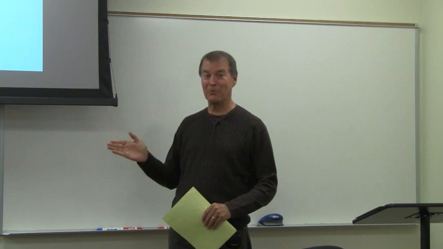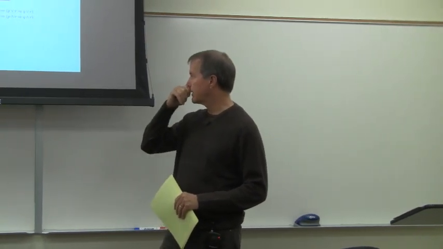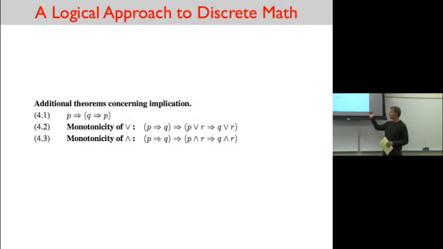Okay. Last time we were right in the middle of a proof. And so we're going to take up today right where we left off last time. And if you recall, we had begun looking at chapter 4 about how to prove theorems concerning implication. And what we were doing at the end of class last time is we were proving 4.3, monotonicity of and.